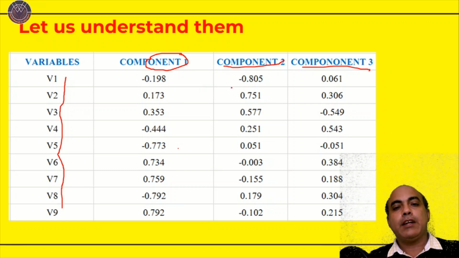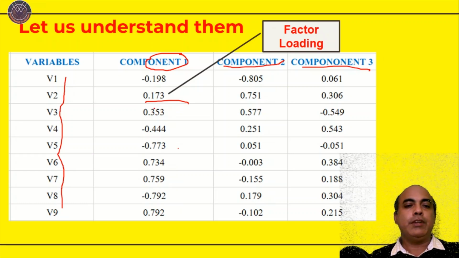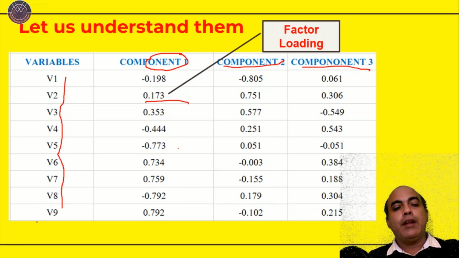So you can say that this particular factor is mostly responsible for this variable's variance, or that most of the variance in this variable is maximally explained by this particular component or factor. So these are the factor loadings. This 0.173 is also a factor loading. Then all these are factor loadings, and you can see that for component 1, the factor loading is maximum in the case of variable 8 and variable 9, minus 0.792 and 0.792. Irrespective of the sign, you can see that the variance in variable 8 is maximally represented by component 1. And similarly for variable 9, the maximum variance is being explained by component 1.